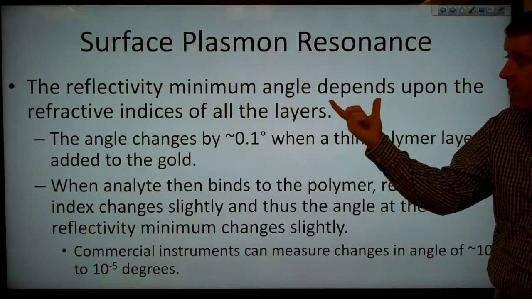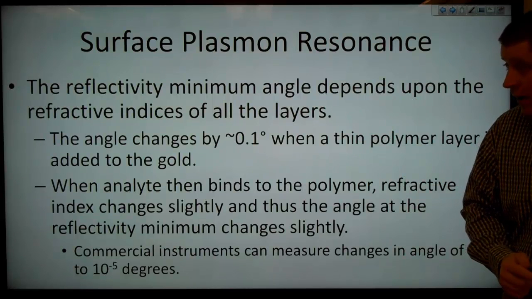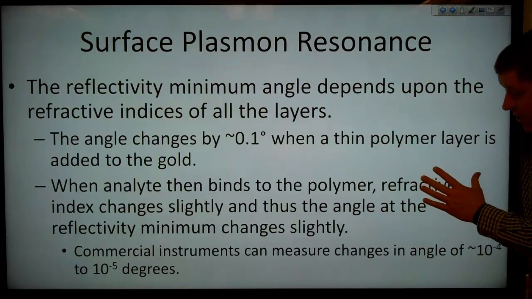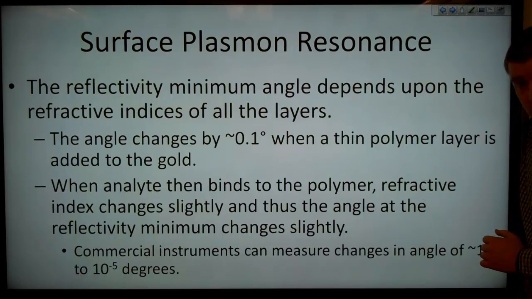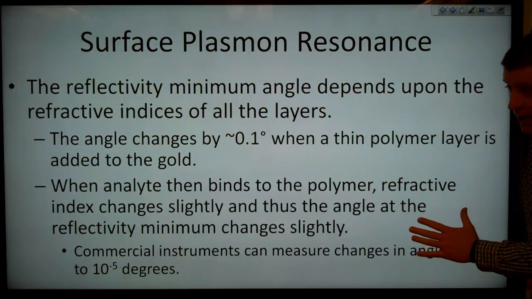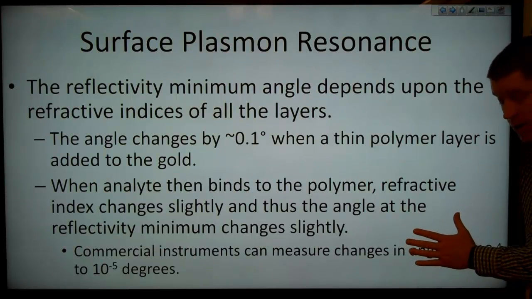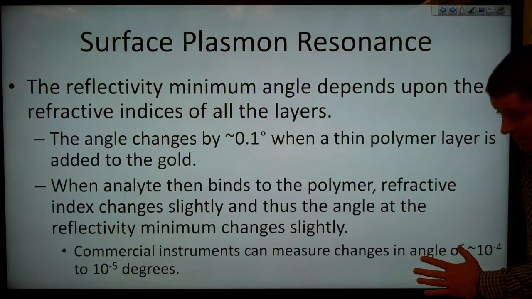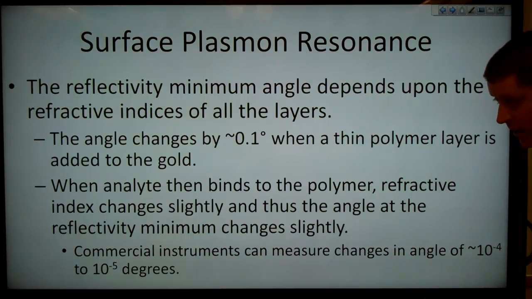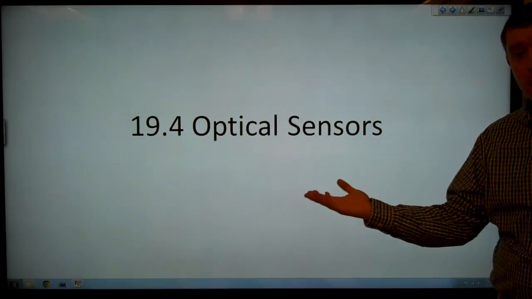So that reflectivity minimum angle depends upon the refractive indices of all the layers involved. The angle changes by about 0.1 degrees when a thin polymer layer is applied to the gold. And then when analyte binds to the polymer, the refractive index changes slightly, and thus the angle at the reflectivity minimum changes slightly. Now commercial instruments can measure changes in angle of about 10 to the minus 4 to 10 to the minus 5 degrees. So they're incredibly precise. So that was optical sensors.